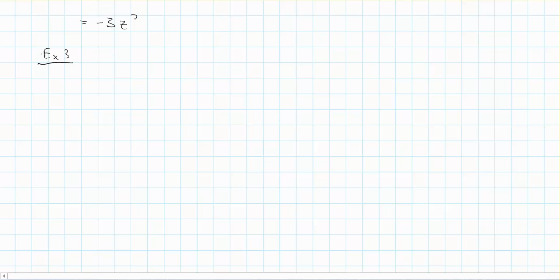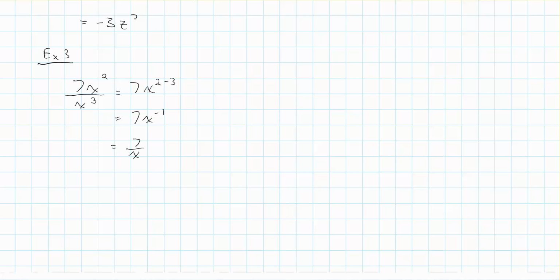So example 3 here. Let's go ahead and start off with a simpler one here. So 7x squared over x cubed. Well, this would be the same thing as 7 times x to the 2 minus 3, which is 7x to the negative 1. And then if I rewrite that with a positive exponent, this would be 7 over x.